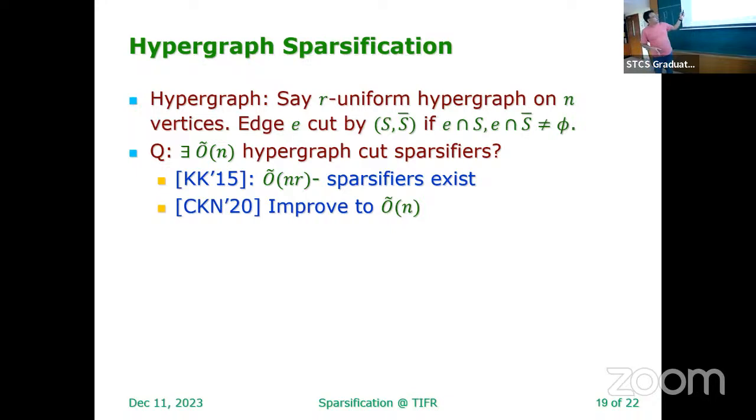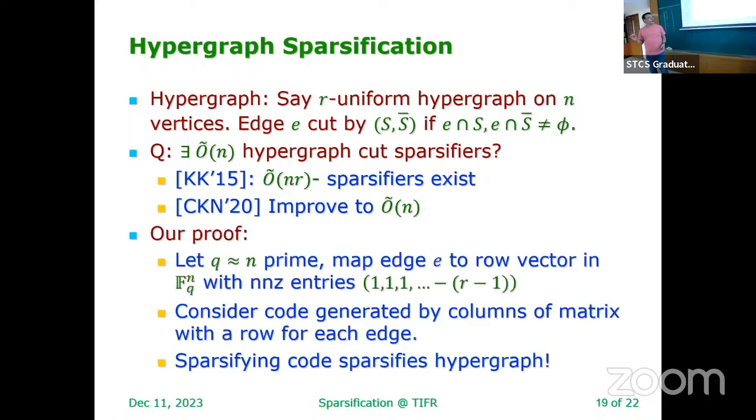Chen, Khanna and Nagda improved this bound to O tilde of n, but had to do a lot of extra work over there. And in our case, this hypergraph sparsification is a one line corollary. Why? Because if I have an r-uniform edge, I will just replace it by a vector. Now over here we have these incidence vectors which are two 1s. Instead of that, I will replace it by a vector of weight r, which will be 1s in almost all the places, and the final coordinate will be minus r minus 1. And this is over some large prime field, much larger than r in size.